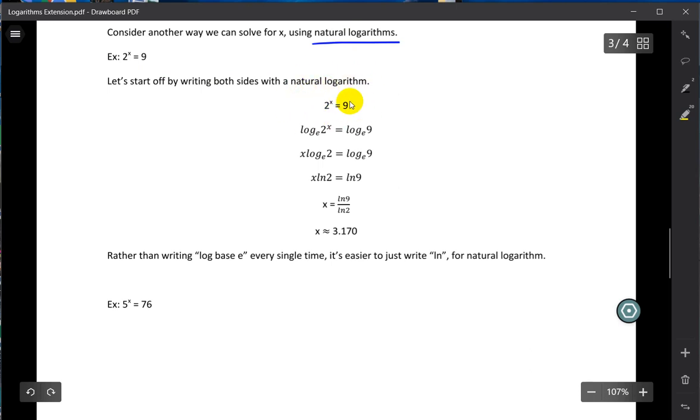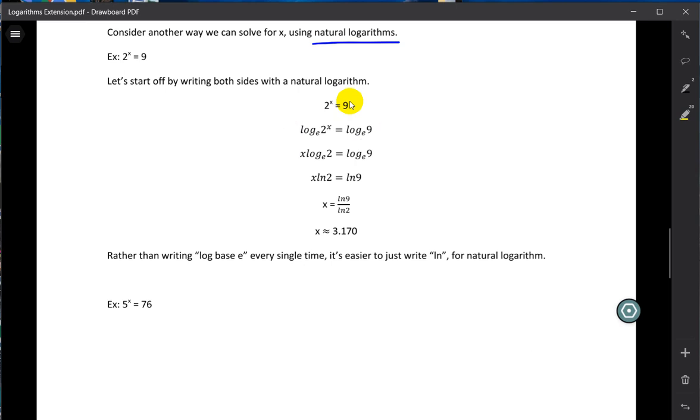What we can do, so in the past, is usually we have log of 2 raised to x equals log of 9. Like I told you, in the case where you don't see a number underneath, we assume it's a 10. But in this particular example, rather than putting a 10, we're going to put an e. So what we did here is we rewrote both sides with the log base of e.